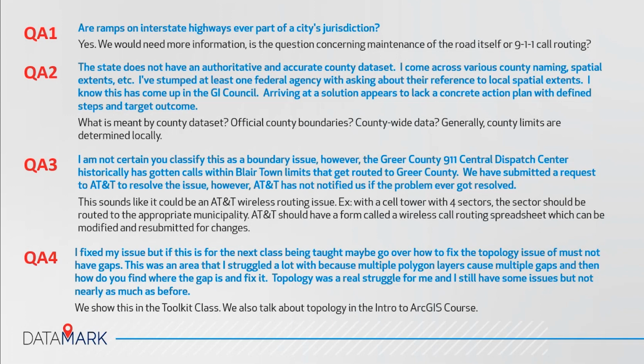So then we had another one concerning calls and call transfers between a town and a county. And essentially, we felt like, based on the description, that it was an AT&T wireless routing issue. So there is a form that you can get from AT&T that's called a wireless call routing spreadsheet, and you can actually modify that and submit it to them if you need something changed.